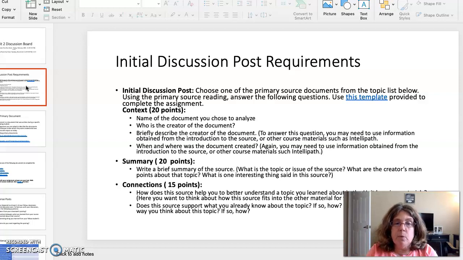And does this source support what you already knew about this topic? If so, how? Or does this source change the way you think about this topic? If so, how? So that is what's due February 28th.